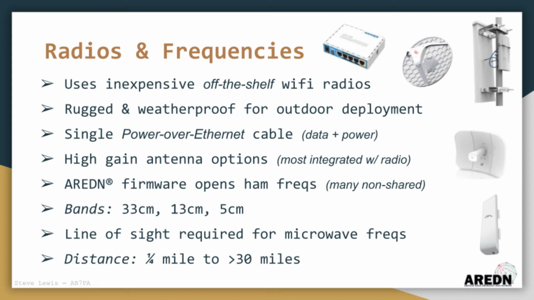Most of these commercial radios are ruggedized and weatherproofed for outdoor installations. They typically use power over Ethernet, which makes them less complicated to deploy by having a single cable to the device. Many of them also have integrated high-gain antennas. The frequency ranges currently supported are the 900 MHz, 2.4 GHz, and 5.8 GHz bands. These microwave frequencies do require direct line of sight for reliable communication. Depending on the type of radios and antennas deployed, it's possible to achieve network links anywhere from a few miles to well over 30 miles between sites.